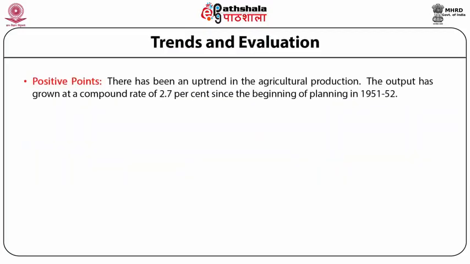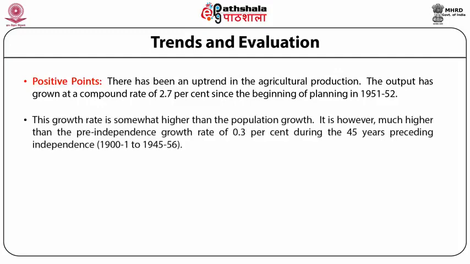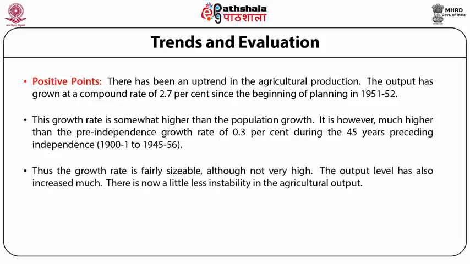In the positive points, we have noticed that there has been an uptrend in agriculture production. The output has grown at a compound rate of 2.7% since the beginning of planning in 1951-52. This growth rate is somewhat higher than the population growth rate. It is, however, much higher than the pre-independence growth rate of 0.3% during the 45 years preceding independence. So, the growth rate is fairly sizable, although not very high.